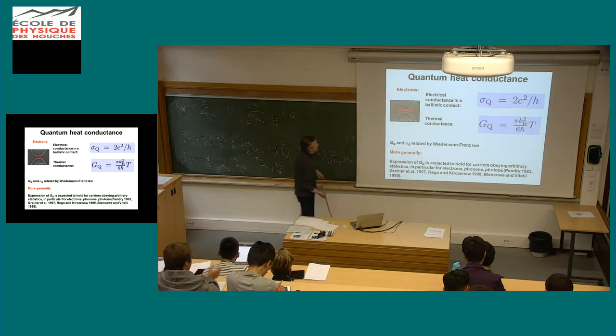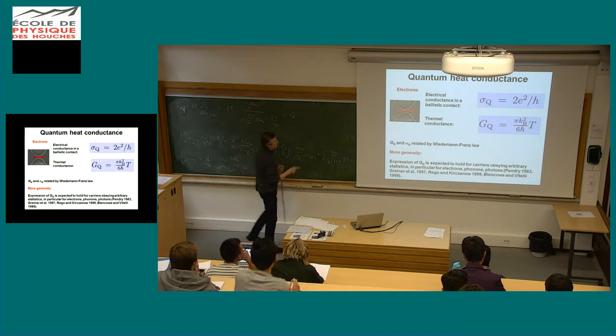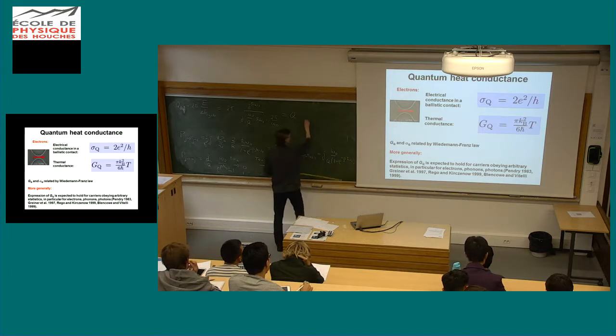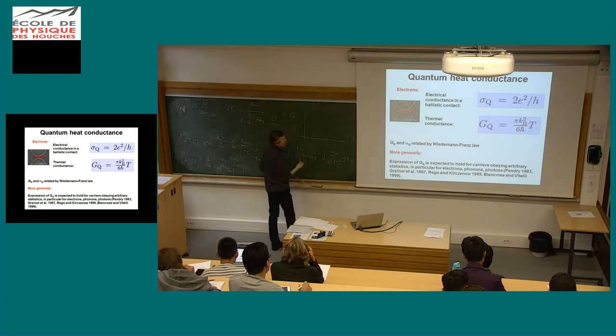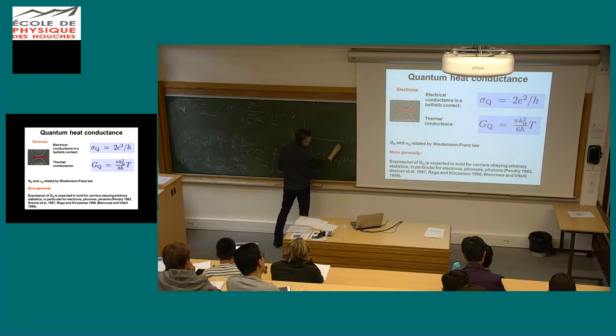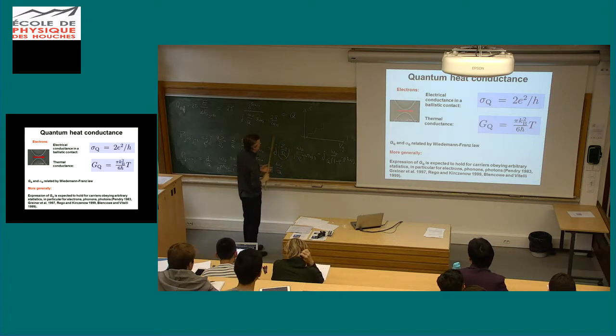So, it is known already from the late 80s that if you have a ballistic contact like here for electrons, and you measure the conductance at zero bias as a function of, say, gate voltage, when you open the contact and open more and more channels, you will see that the electrical conductance is increasing in steps of 2e squared over h.